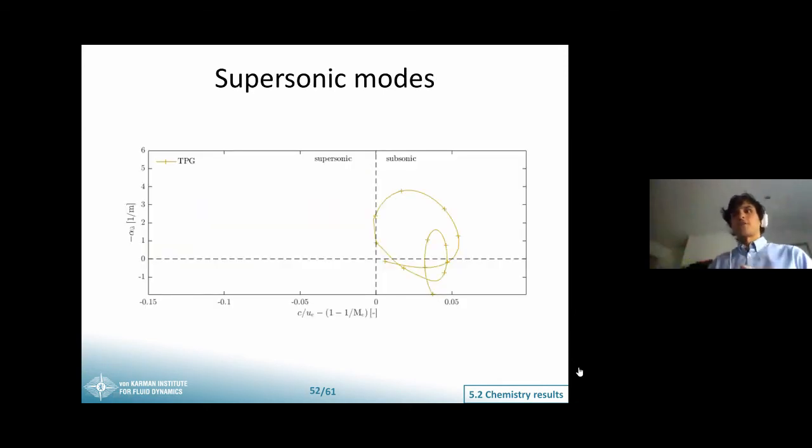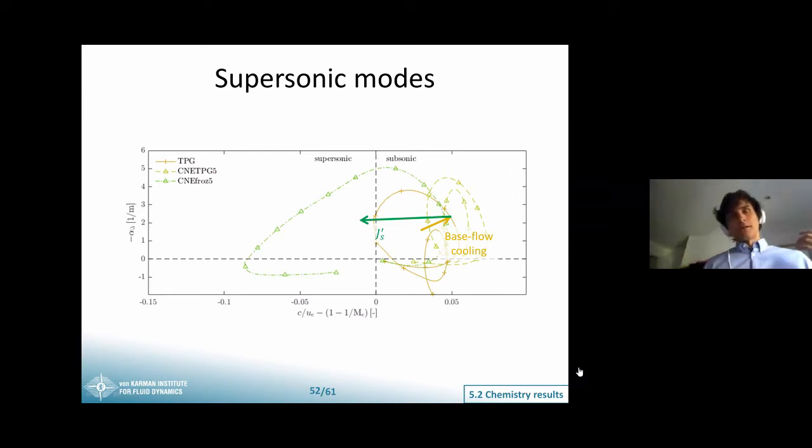With this analysis, we also looked at supersonic modes, which are commonly believed to be promoted by the chemically induced cooling in these situations. But what we actually saw is that accounting only for the cooling of the base flow actually had the opposite effect. It moved our instabilities away from the supersonic range, and it was actually the diffusion fluxes acting on the perturbations that were driving down the wave speed and making our second mode supersonic. So that was a quite surprising result.